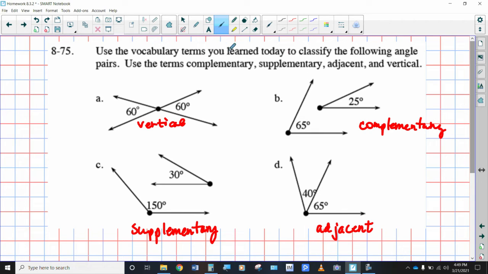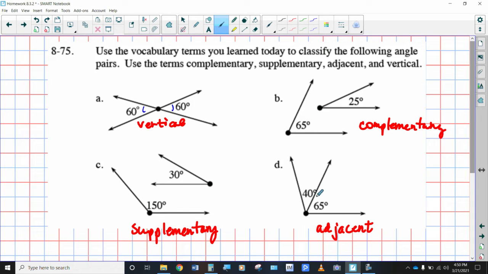Use the vocabulary terms you learned today to classify the following angle pairs. You got complementary, supplementary, adjacent, and vertical. So these two angles are vertical angles. They are across from each other, and they are equal in measure. These two add up to 90 degrees, so they are complementary angles. These two add up to 180 degrees, so they are supplementary.